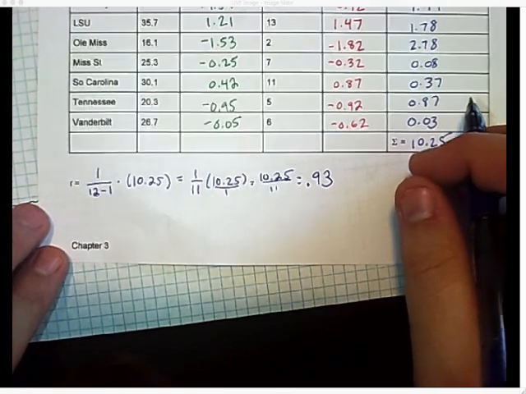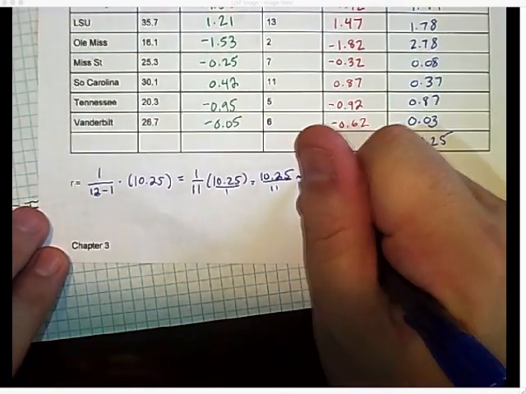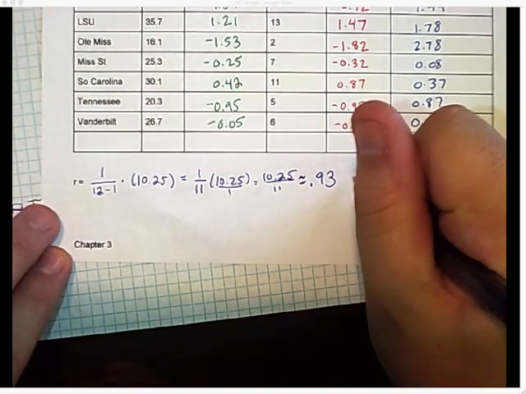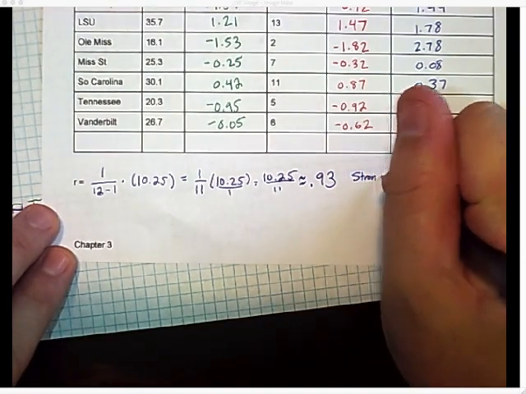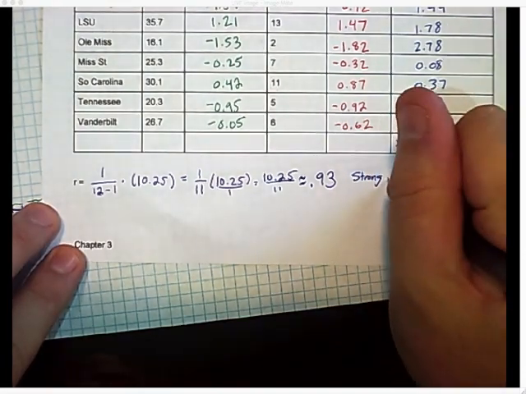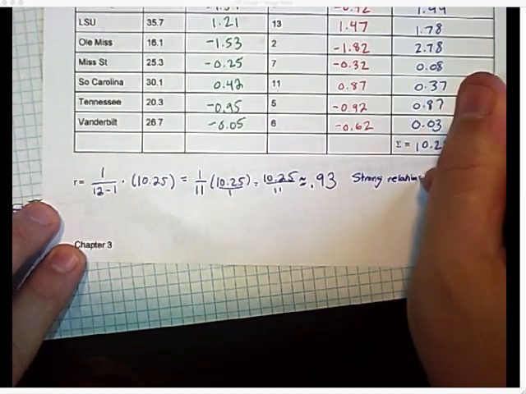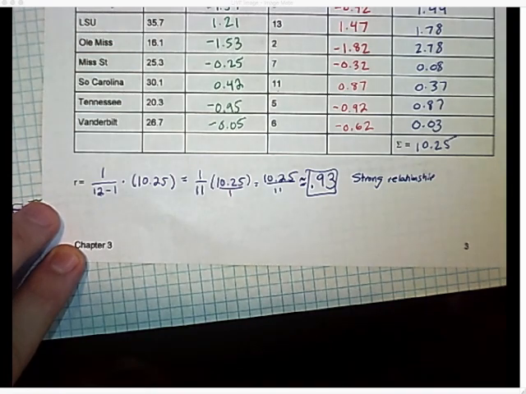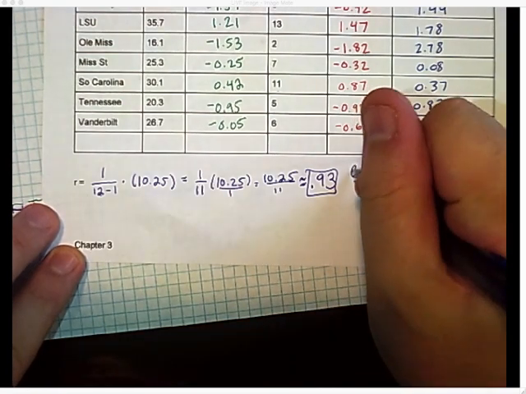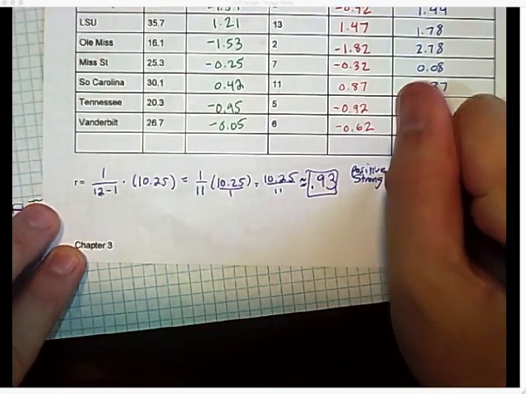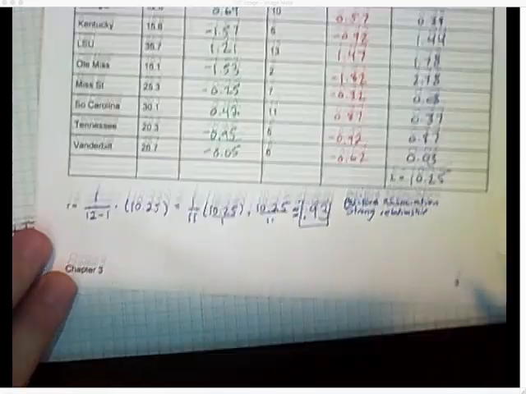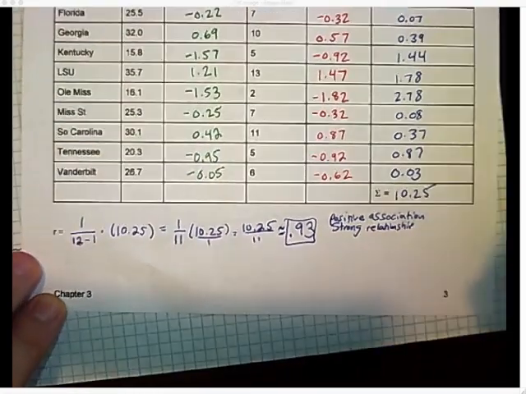About 0.93 roughly. Which according to our guidelines is strong. There's a strong relationship. Now ask yourself, is this number positive or negative? Well, that's a positive number. So there's a positive association.